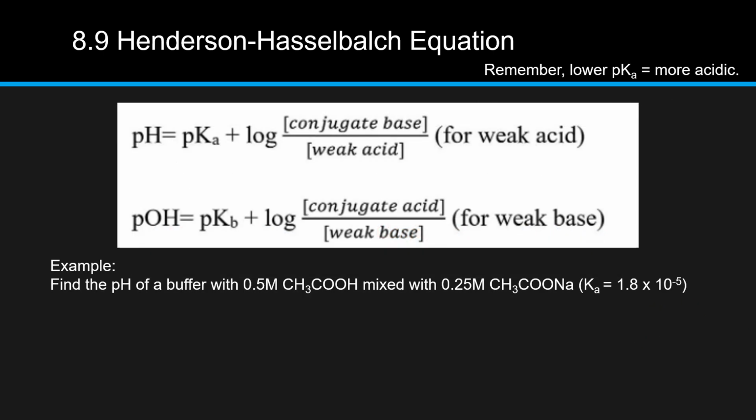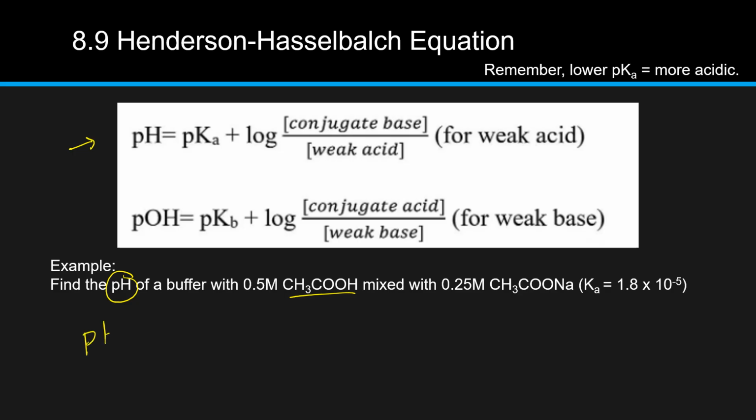All right, so let's do an example of how to use the Henderson-Hasselbalch equation. So this example says find the pH of a buffer with a 0.5 molar acetic acid mixed with 0.25 molar sodium acetate, and it gave us a Ka value. So I am looking to solve for pH, so I'm going to use the Henderson-Hasselbalch equation for a weak acid because that is what I'm given. I'm given a weak acid and I'm solving for pH.